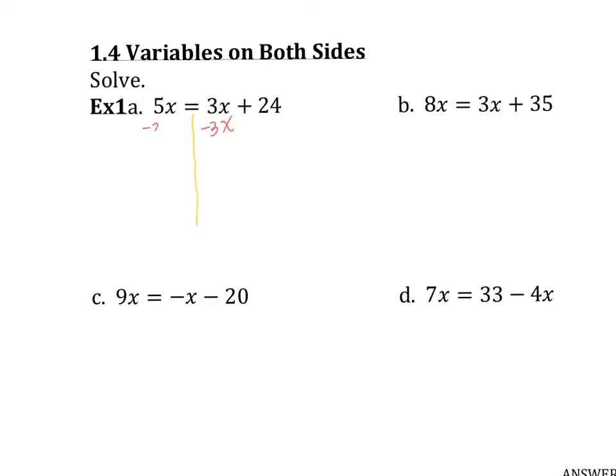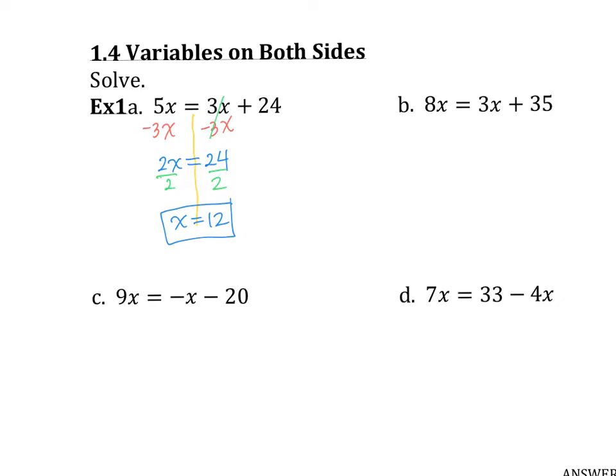Whatever I do to the right, I do to the left. And I am going to line it up under the like terms. Because if I do 5x minus 3x, I get 2x. Bring down the equals. 3x minus 3x is nothing. I'm going to bring down that plus 24, which is really just positive 24. And then from here, you guys know how to solve it by doing the division step. Okay, so I'm going to get x equals 12 for example 1a.